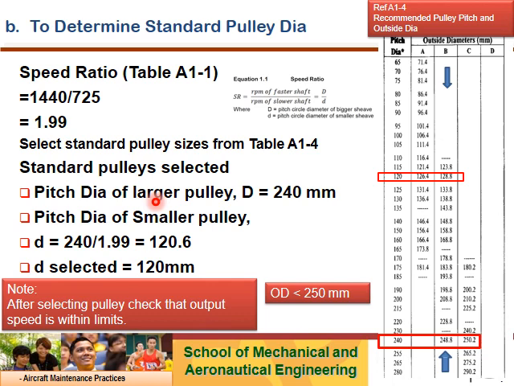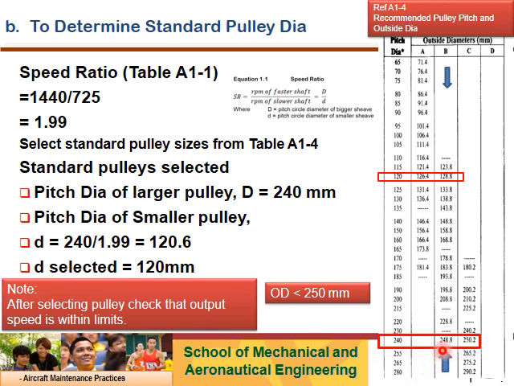Is it correct? You can refer back to your notes example. Okay, so the example question stated that the larger pulley outside diameter should not be more than 250. So let's go to B, outside diameter. We look at it, so we will have a range from 123.8 to 248.8 outside diameter. In this case, 248.8 is actually lesser than 250, and we can choose that. Sorry, we can choose 248.8, and the pitch diameter is 240 in this case.